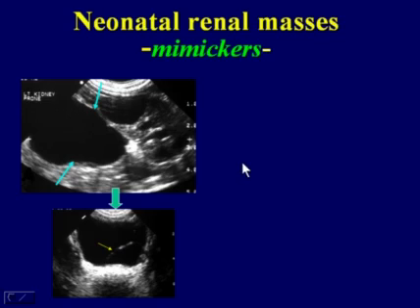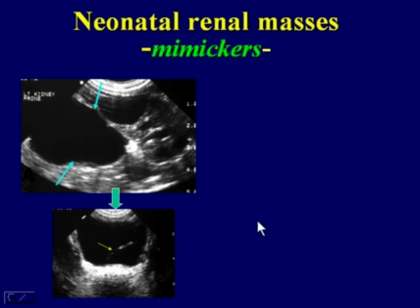Finally, there are a couple of mimickers that you should be aware of that can mimic neonatal renal masses. One of which can be the dilated upper pole of a duplex kidney. Some of these can be cystic dysplastic. Here's the smaller lower pole. Obviously, you should recognize this as representing that, given the fact this patient had a thin-walled ureterocele in the left side of the bladder.